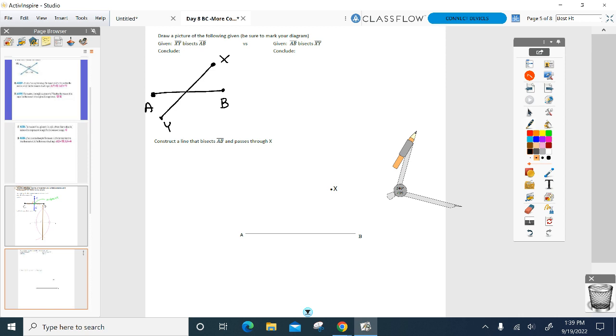Here's the clutch part. Where are you putting your hashes? If XY is bisecting AB, where do the hash marks go? This tells me nothing right now. They have to go on AB, right? Because you told me AB is the one being cut in half. So that diagram is telling me segment XY is bisecting segment AB.